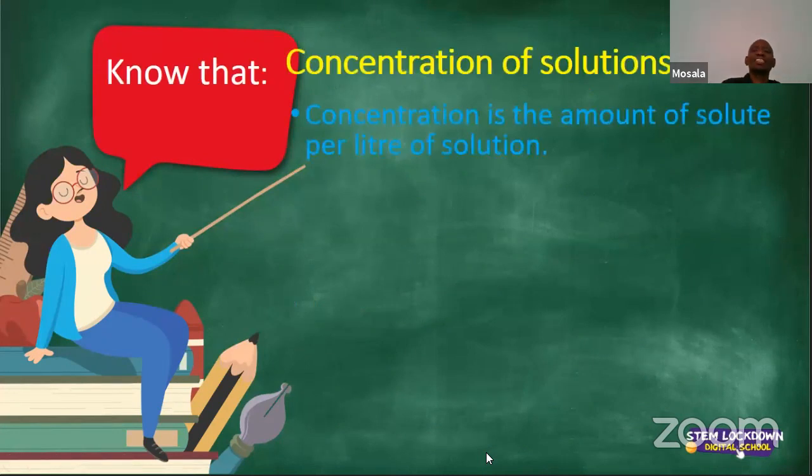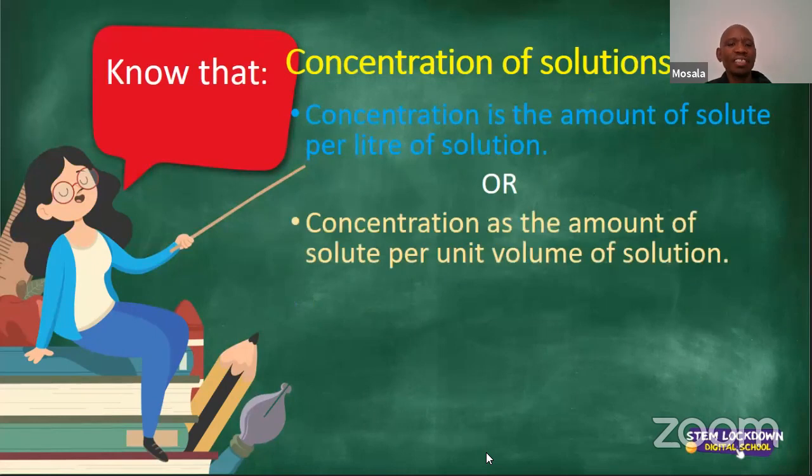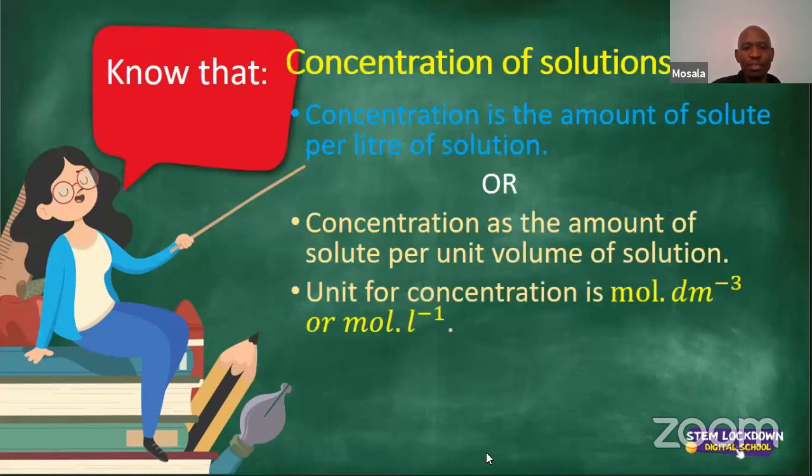Right. What is the concentration of a solution? Concentration is the amount of solute per liter of a solution. So now let's try to define it further. We can say concentration is the amount of solute per unit volume. So what do we mean by that?